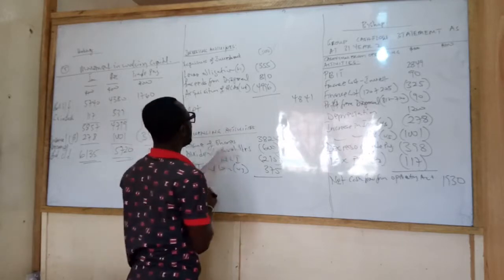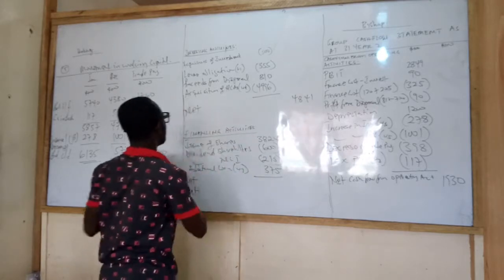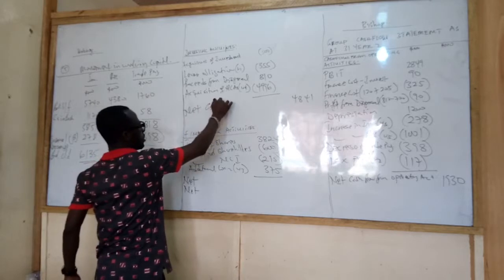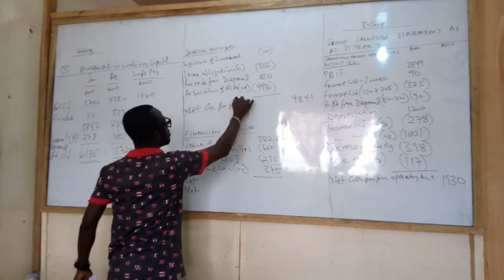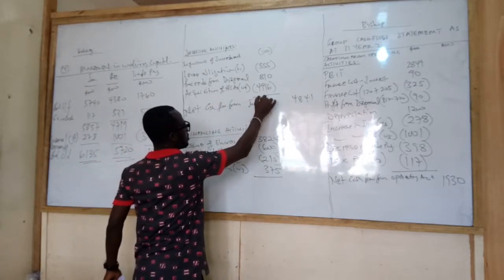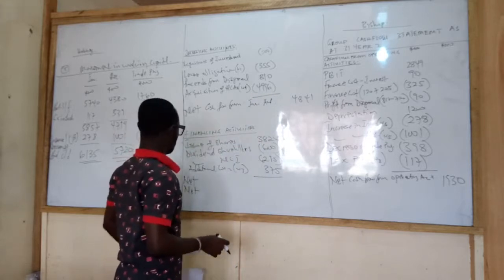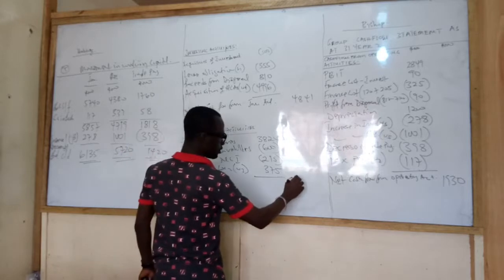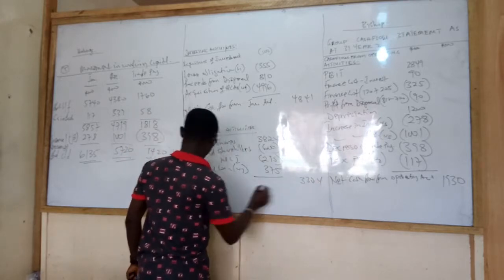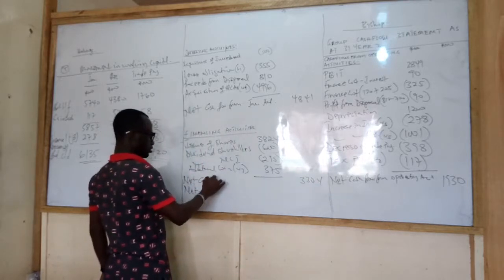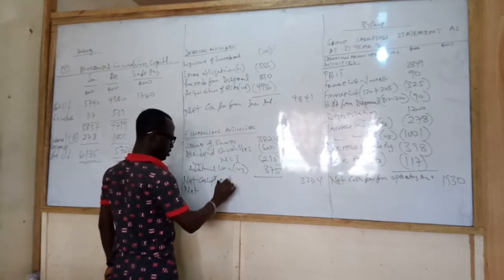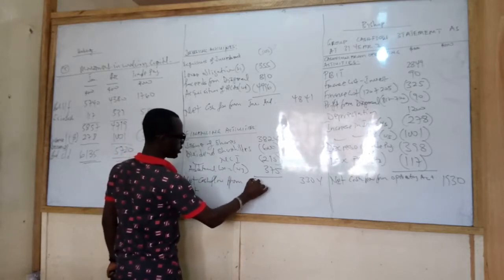Okay, so what's my total answer? This one? So net cash. The last one is 3.04. Investing. Last one is 3.304. That's net cash flow. From what? Financing.